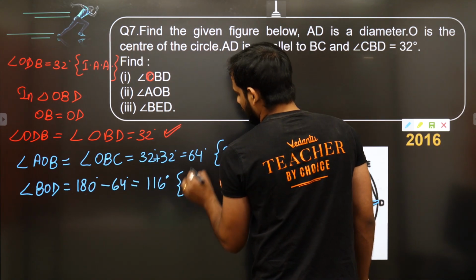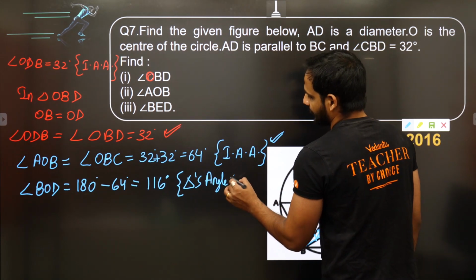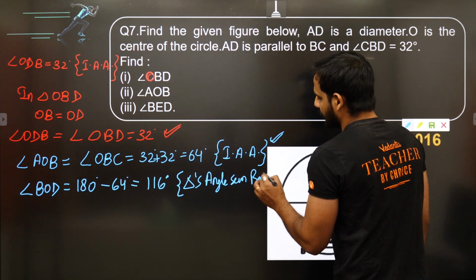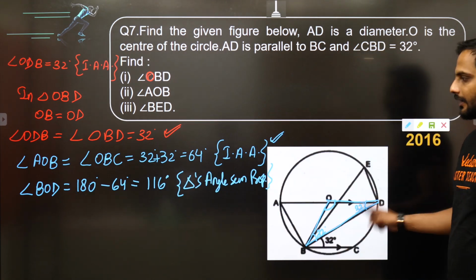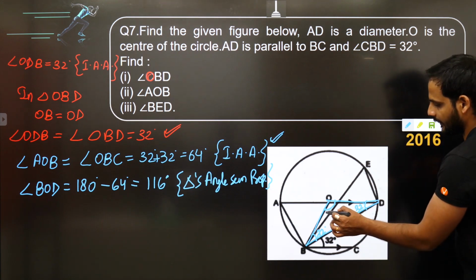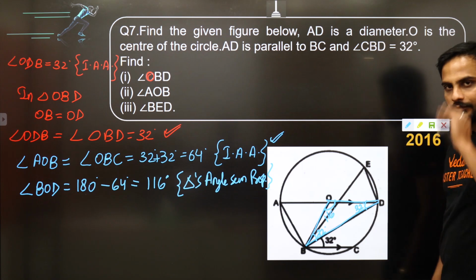116 degrees. What is this angle I have used? Triangle's angle sum property. I have used the triangle's angle sum property: 180 minus 32 minus 32, 180 minus 64. So this angle beta is 116 degrees. Okay? Now listen.